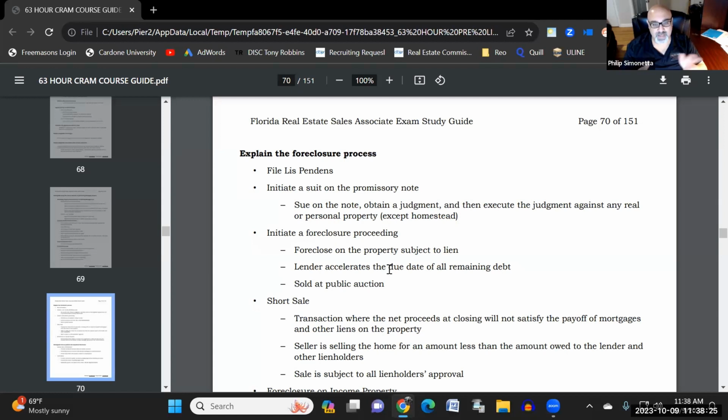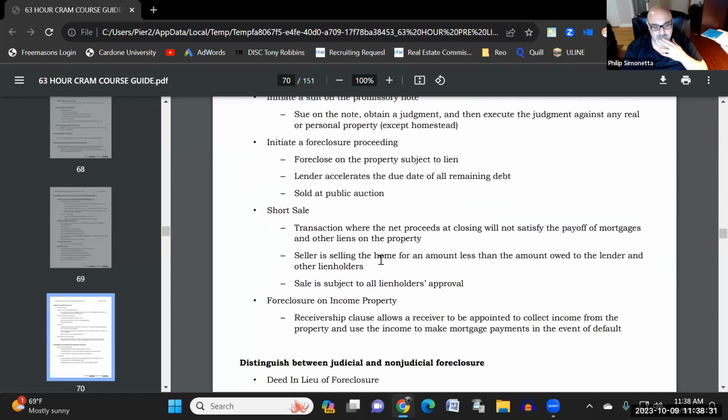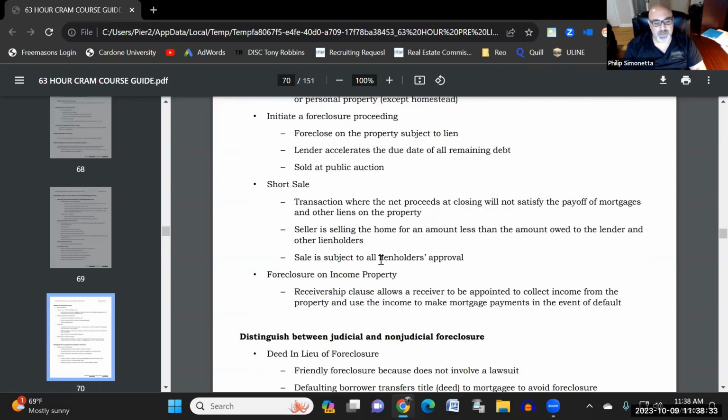If you pay it off before public auction, you can reinstate it. If it goes to auction, that's it. It's gone. You have a short sale. A short sale is a transaction where the net proceeds at closing will not satisfy the payoff of the mortgages and other liens on the property. The seller is selling the home for an amount less than the amount owed to the lender and other lien holders. A short sale is subject to the lien holder's approval. The lender has to approve it.